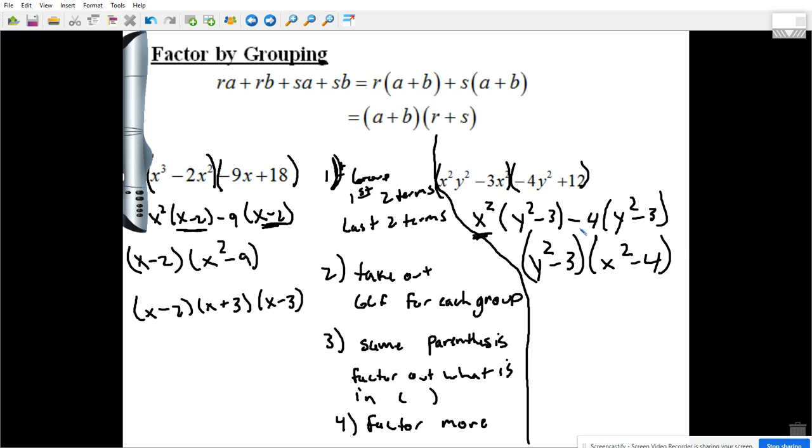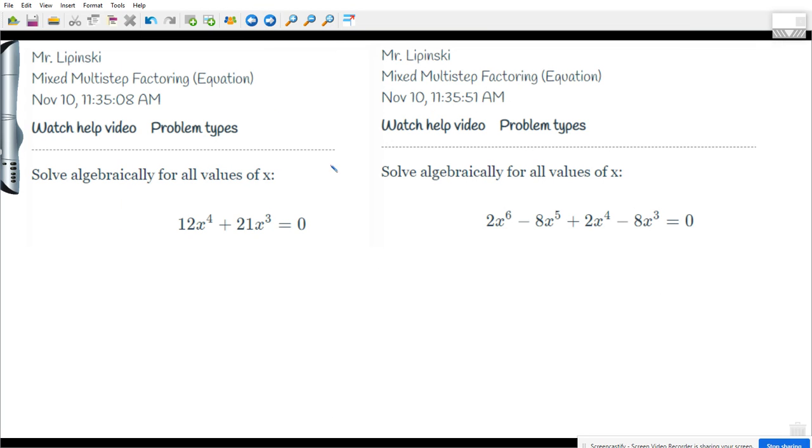So there's the x squared. There's the -4. And then now, can I factor any more? Yes, I can. This factors to x plus 2, x minus 2. And that would be the end of the factoring by grouping. So again, factor by grouping is when you have 4 terms. So make sure that you pay attention to those.